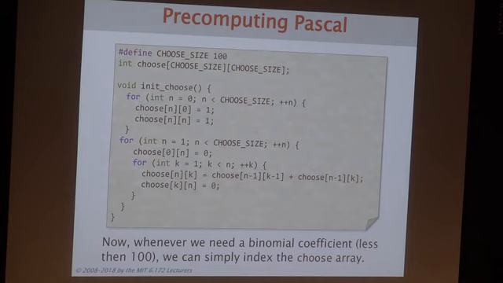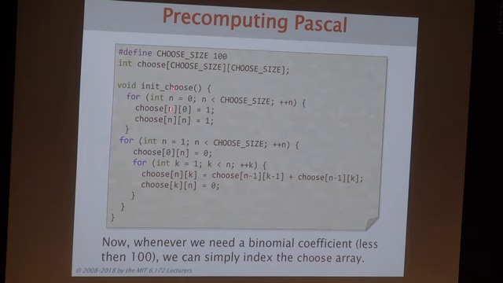So here's some C code for pre-computing Pascal's triangle. Let's say we only wanted coefficients up to a choose size of 100. So we initialize a matrix of 100 by 100, and then we call this init choose function.